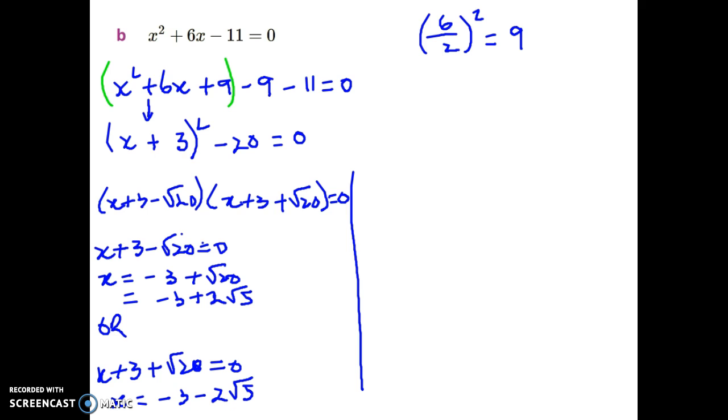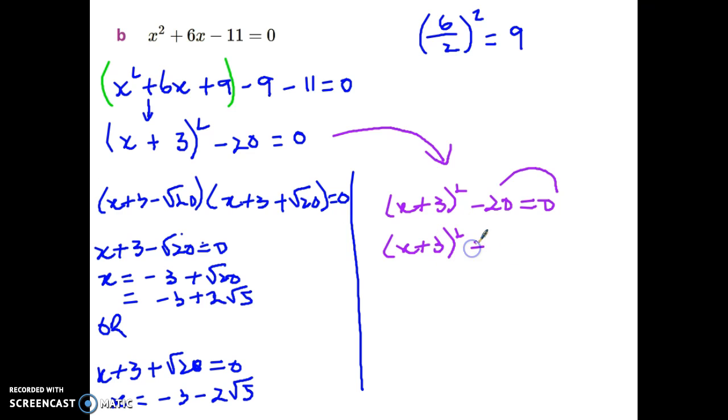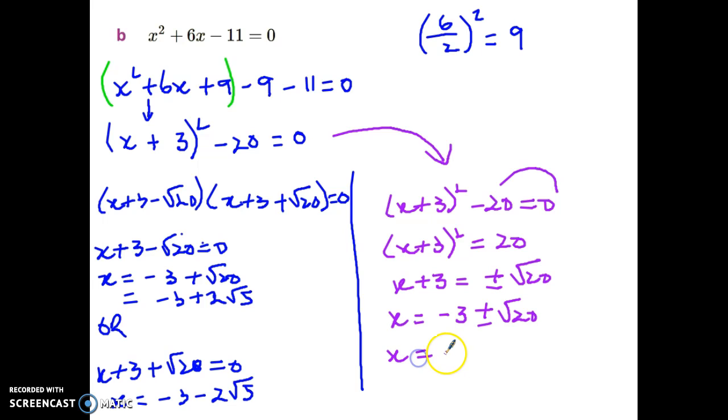If you don't want to use DOPS, but just use backtracking instead, I would have x plus 3 all squared minus 20 equals 0. Take my 20 over there, x plus 3 all squared is 20. Square root both sides, remembering to take the plus and the minus root. And then my plus 3 heads over to this side as a minus 3. And then, of course, simplifying that root 20 to be plus or minus 2 root 5.